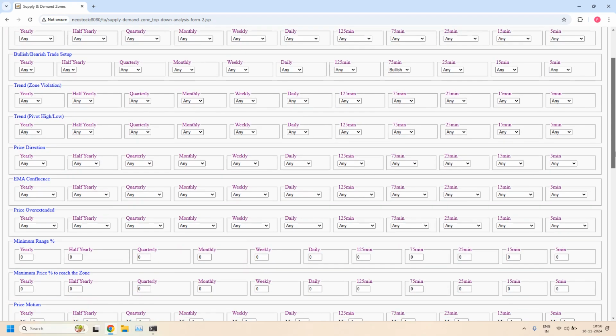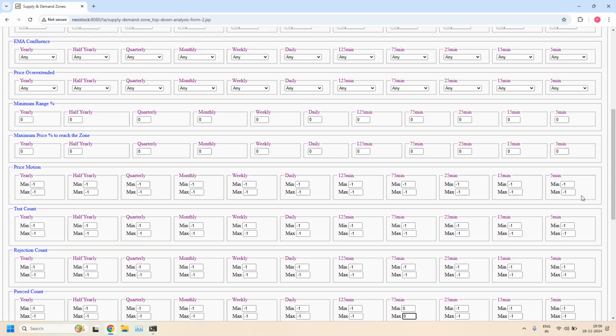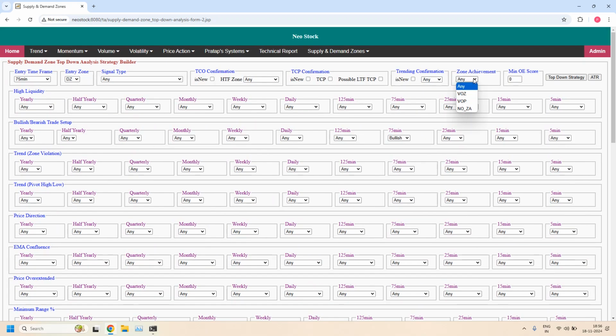And this 75 minutes demand zone should not be pierced. So in the pierced count at 75 minutes time frame, minimum value 0, maximum value 0. That means zone is not pierced. Zone achievement, violated opposing zone, minimum odd enhancer score is 12. All 3 filters are applied to 75 minutes demand zone.